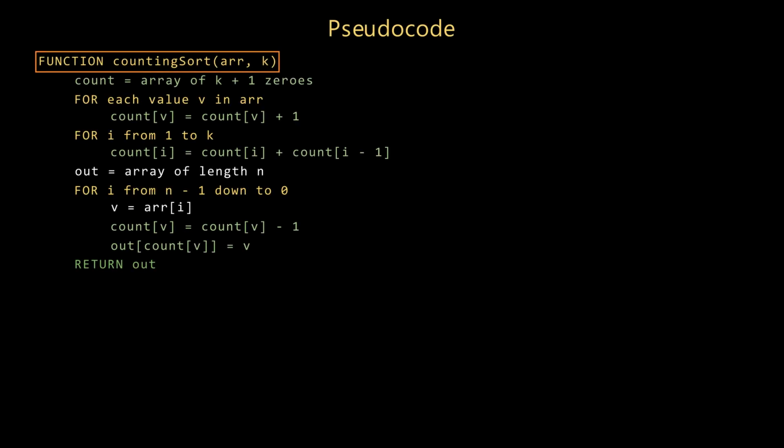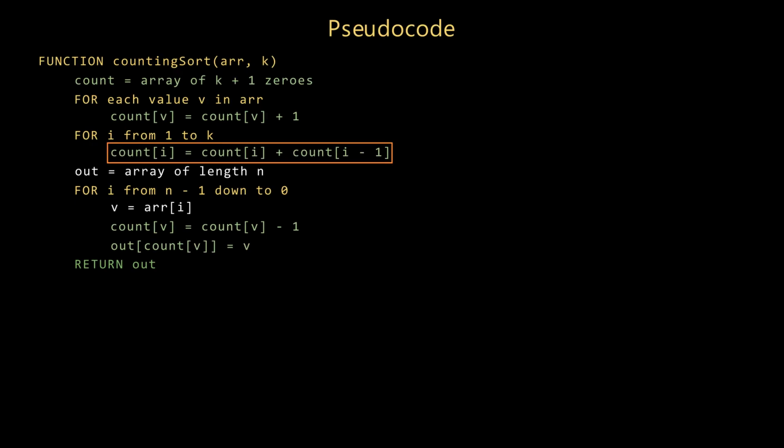Define counting sort with the input array and range size k. Allocate the count table with one extra sentinel slot. Loop over every input value. Increment the counter for that value. Prefix step, turn frequencies into ending positions. Each bucket inherits the total count from smaller values.